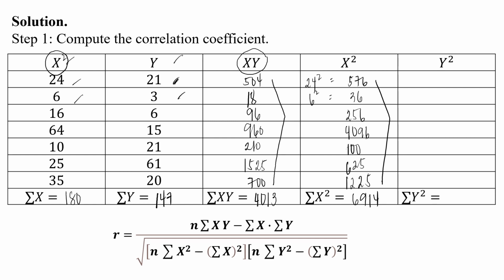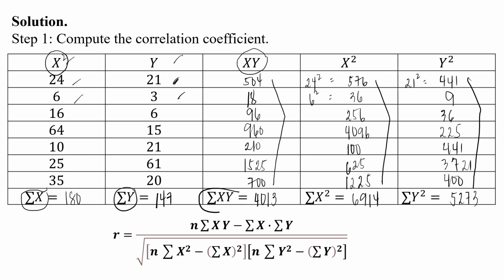Then last naman, yung y squared, or yung y naman, yung squared natin, or i-multiply by itself. So first, si 21. So 21 squared, 441. Then 3 squared, that is 9. Then ganun din gawin sa iba. So 6 squared, 15 squared, 21 squared, 61 squared, then last, 20 squared, that is 400. So kapag inadd natin tong lahat ng to, total of 5,273. Okay, so ngayon, ang kailangan natin to compute the R or yung para malagay natin sa formula is lahat ng summation. Lahat ng na-compute natin dito. Okay?